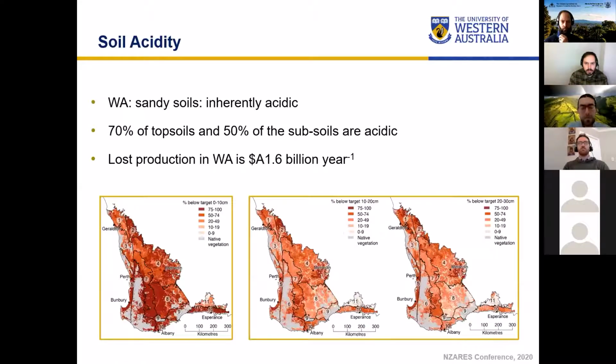Western Australia is one of the biggest regions in Australia after New South Wales that suffers from soil acidity. And the main reason for that is sandy soils in this region, which are inherently acidic. That results in about 70% of topsoils and 50% of subsoils being acidic, and the lost production from this problem would be about $1.6 billion per annum.